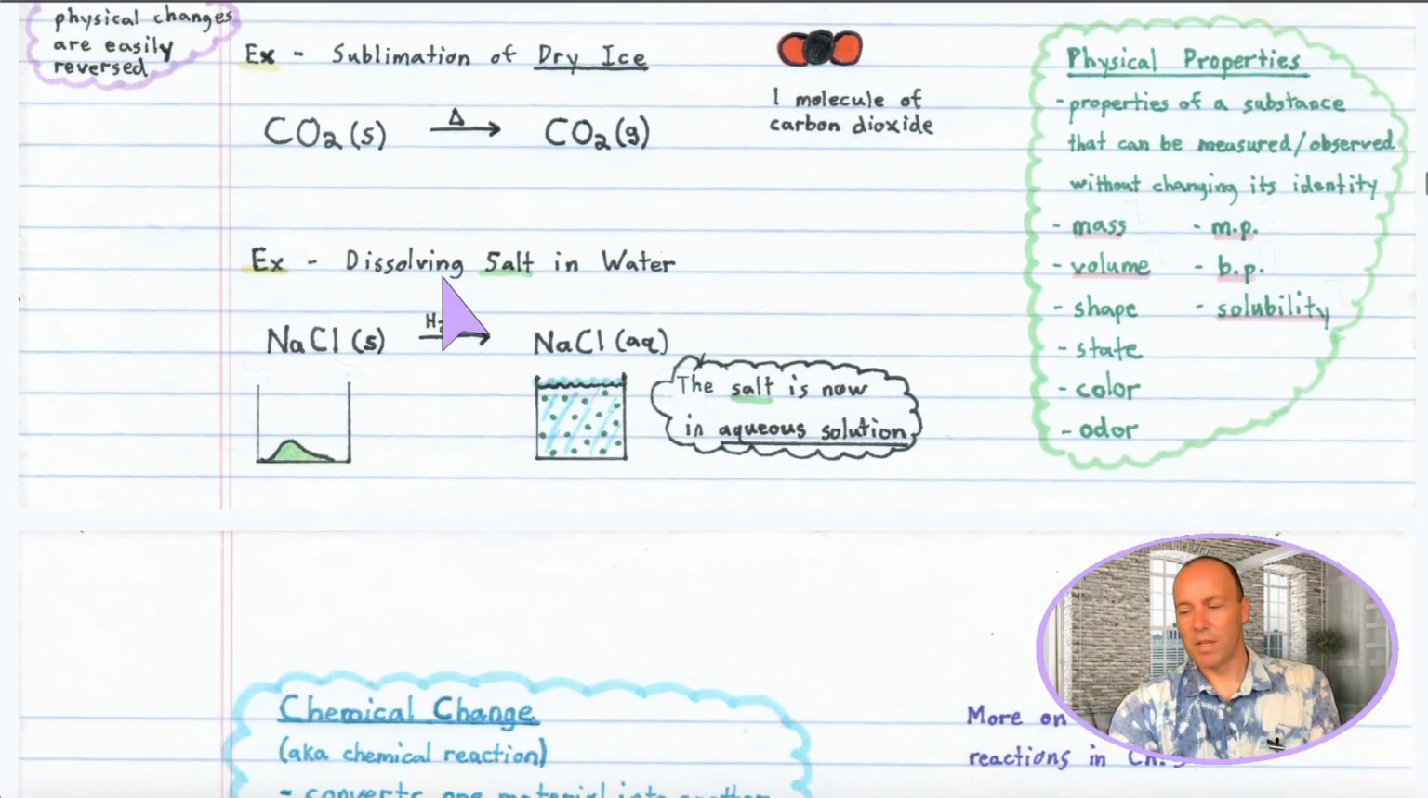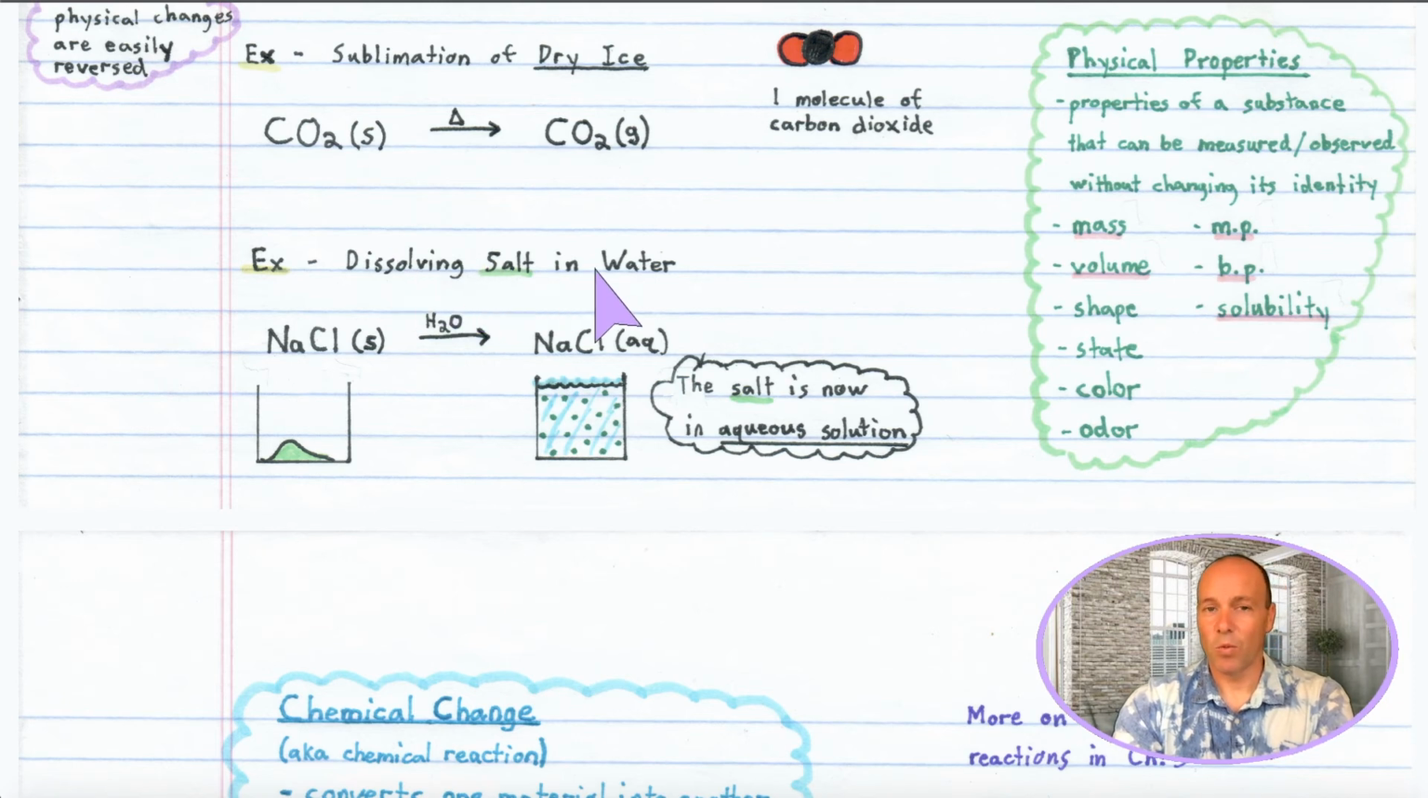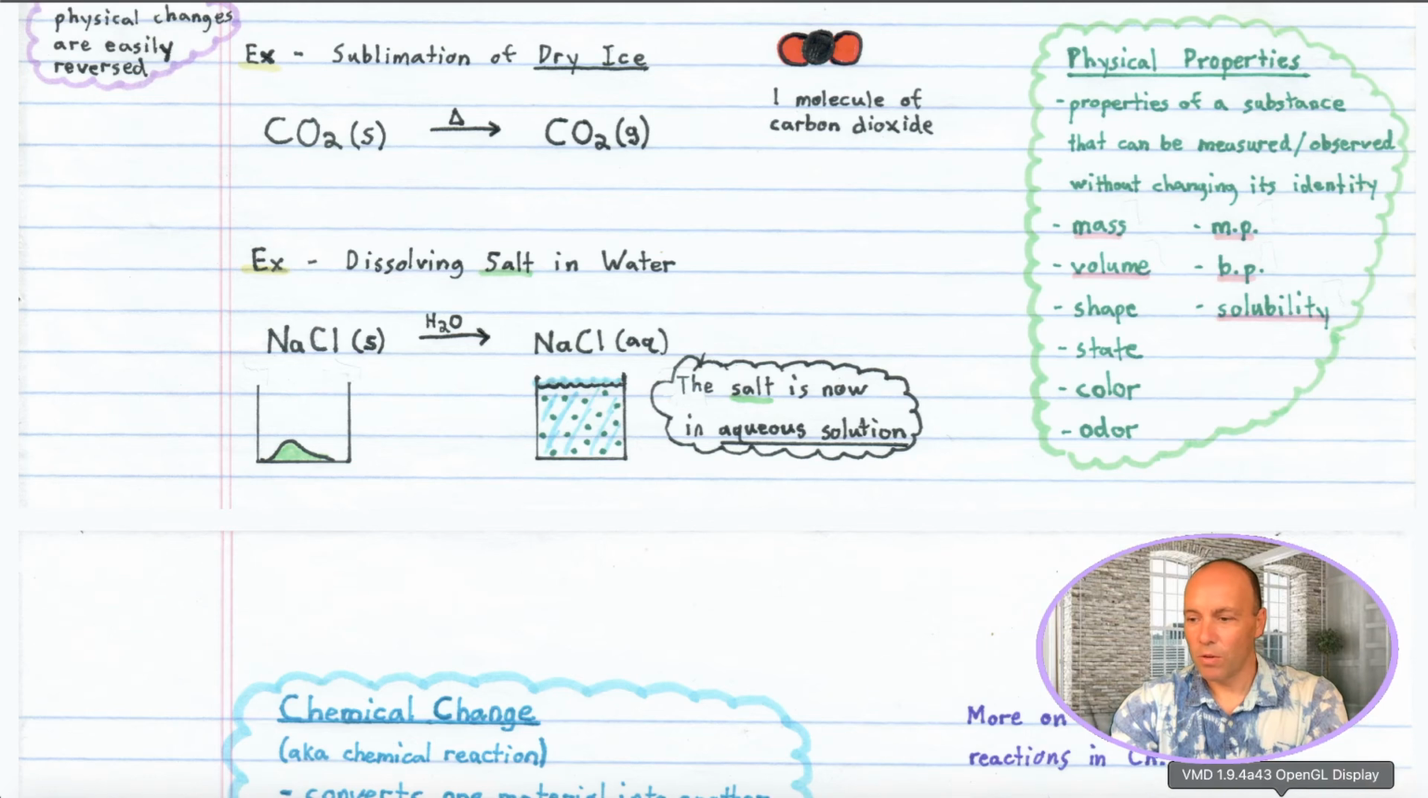The third example is a little bit different type of physical change. This is dissolving salt in water. And when we say salt, we're talking about table salt. There are many other salts out there, but if all you say is salt, you're talking about table salt. So table salt is sodium chloride. That's NaCl, the formula for sodium chloride. And I'll show you what sodium chloride kind of looks like.